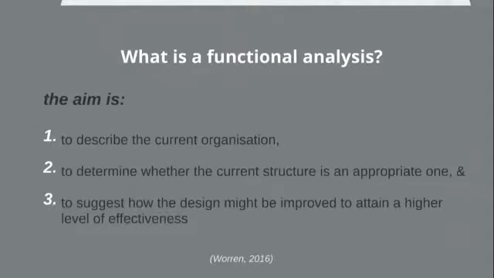The aim is to describe the current organization, so how the organization is structured, that is, the units, roles, processes, and formal reporting lines. To determine whether the current structure is an appropriate one, given the purpose or strategy of the organization, and to suggest how the design might be improved to attain a higher level of effectiveness.